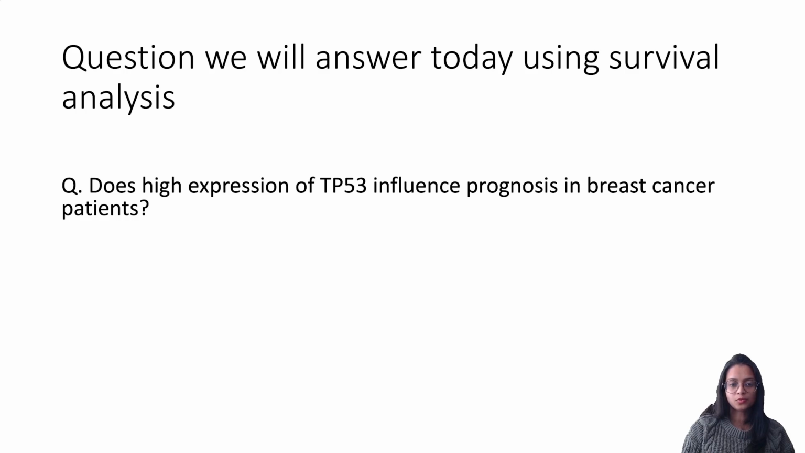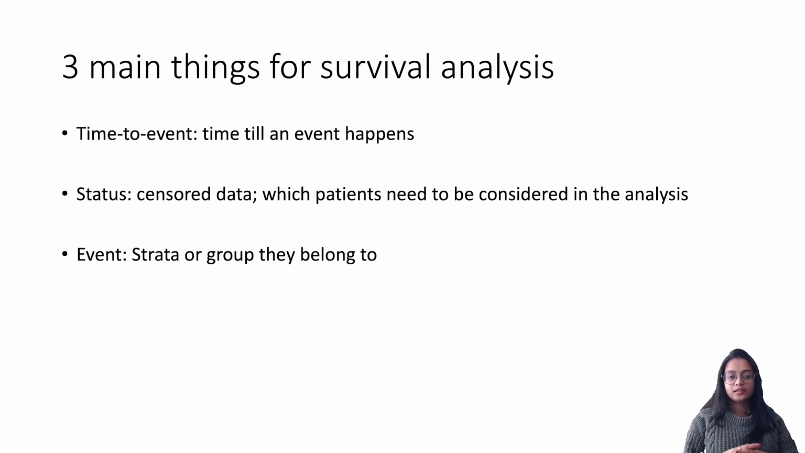The data we will be using today is from TCGA, which we will download from the GDC portal using the TCGABiolinks R package. Essentially, there are three main things required to perform survival analysis. The first is the time to event. Here the event is death, so I will require time until death for every patient. The second is status, where I will indicate which patients have to be censored and which will be considered for the analysis based on the time to death I have for the patients.